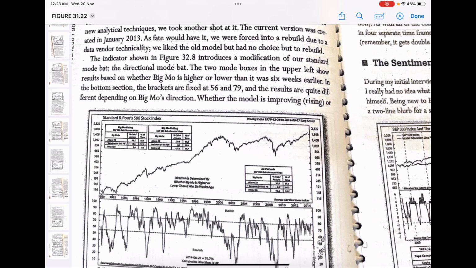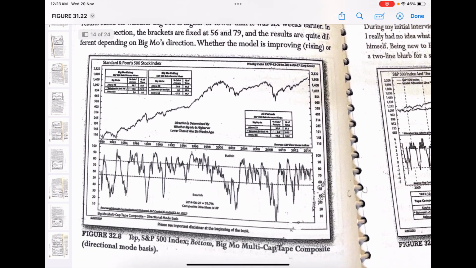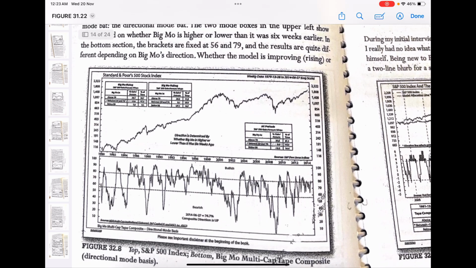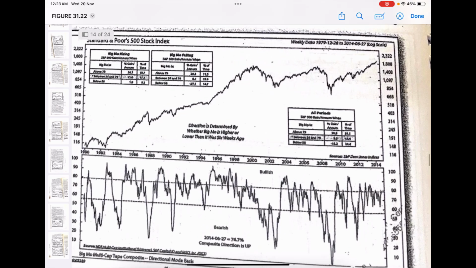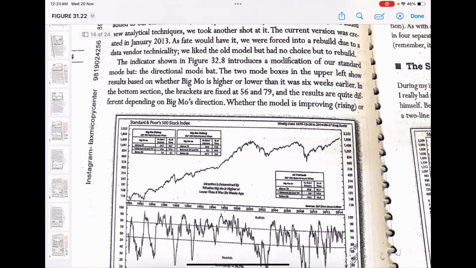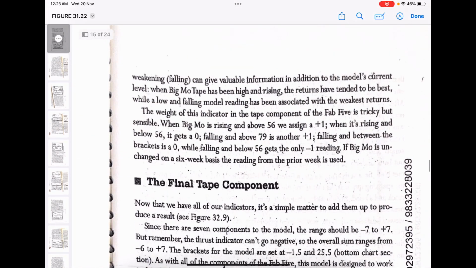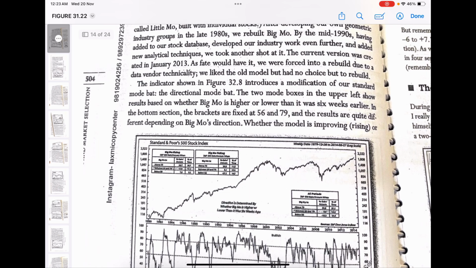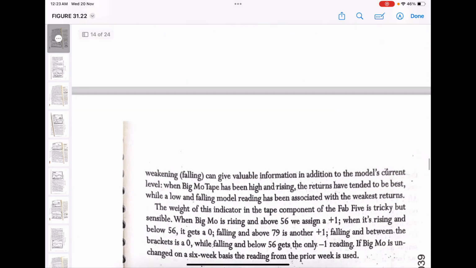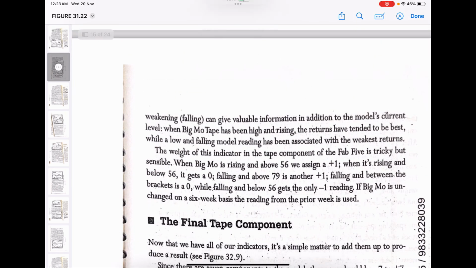In the bottom sections, the brackets are fixed at 56 and 79, and the results are quite different depending on Big Mo's direction. So you can look at this, and you can also look at the modes which are given. It is basically the value of the Mo 6 weeks before, and what it is now. Whether the model is improving, rising, or weakening can give valuable information in addition to the model's current level. When Big Mo has been high and rising, the returns have tended to be best. While Big Mo is low, the returns are also weak.